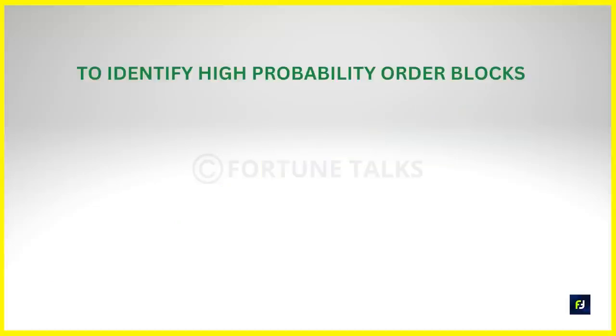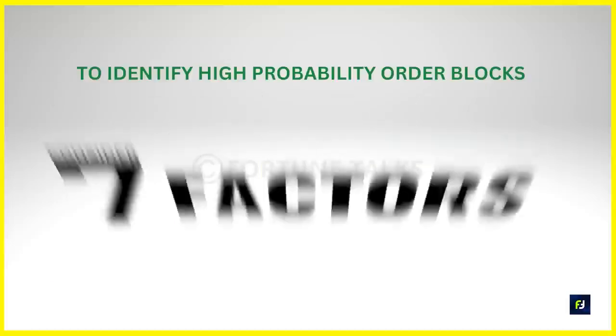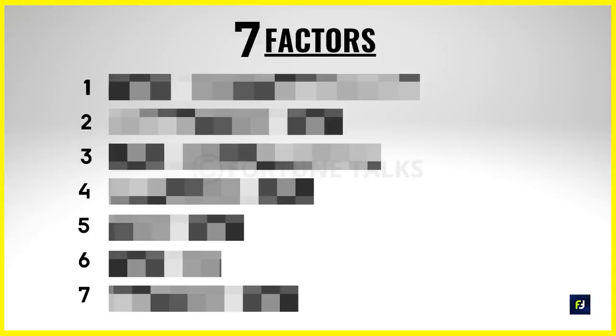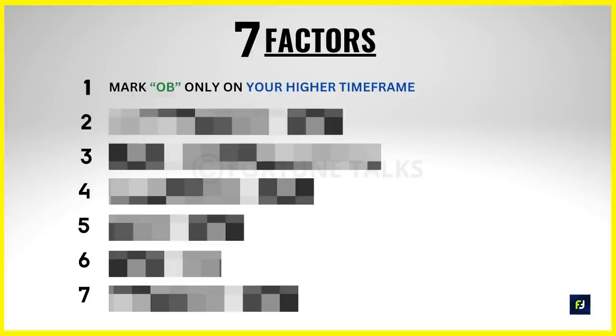To identify and mark only valid and high probability order blocks, I will introduce you to 7 important factors. These are concepts that you have already learned in the previous episodes of this SMC course, so it is nothing new and you don't need to stress about it a lot. Here are the 7 factors. The first point is that you should mark order blocks on higher time frames only.